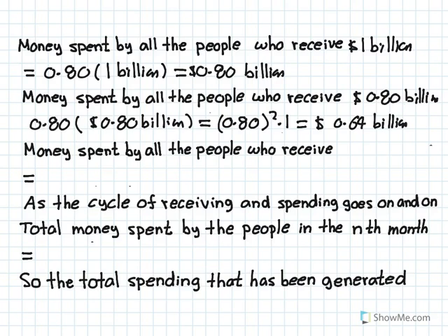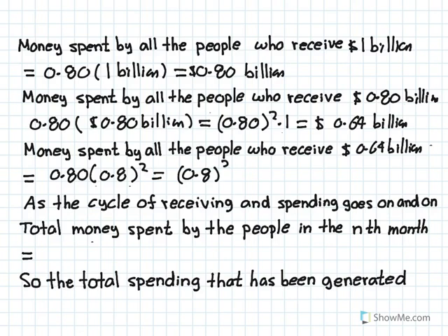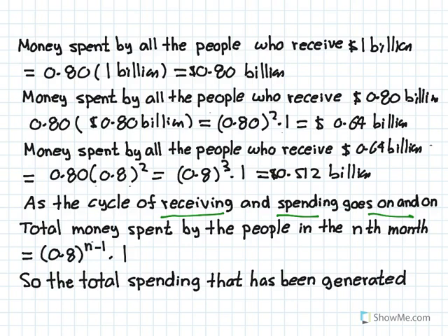And the money spent by all the people who received this $0.64 billion, which is just 0.8 squared, is going to be 80% of 0.8 squared, and this is equal to 0.8 cubed times 1 billion, and that gives us $0.512 billion. This cycle of receiving and spending goes on and on. The total money spent by the people in the nth month is going to be 0.8 to the power of n minus 1 times 1 billion.